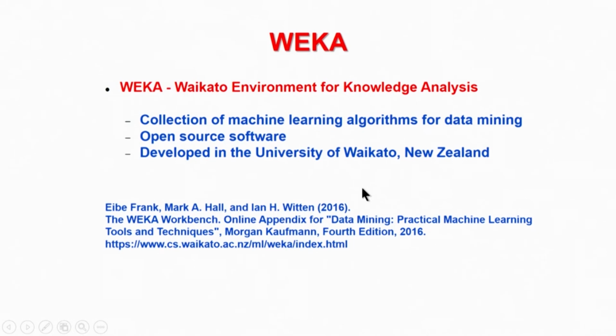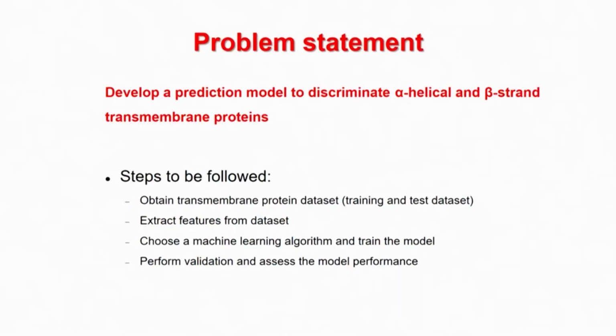So, in this demonstration we will explain how to develop a prediction model, for example, to discriminate two different sets of proteins, in this case alpha helical and beta strand transmembrane proteins. So, we have to follow different steps for the discrimination. First, we have to prepare the data set. In this case, we have to get the sequences for the transmembrane proteins, both alpha helical and beta strand proteins, and you classify these into training and test data sets.